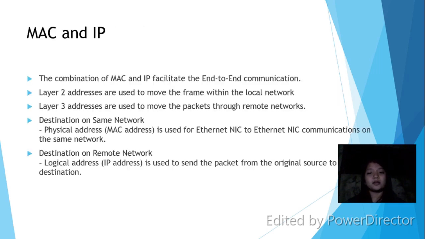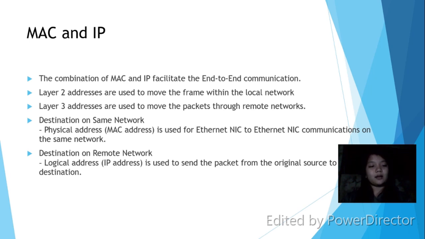Then the Address Resolution Protocol, MAC and IP. The combination of MAC and IP facilitates end-to-end communication. Layer 2 addresses are used to move the frame within the local network. Layer 3 addresses are used to move the packets through the remote network. So Layer 2 is for the local network and Layer 3 is for remote networks.